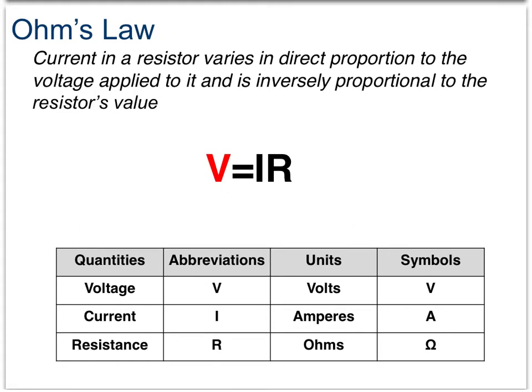For whatever reason, the letter used in this formula for current is an I. I don't know why, but that's just the way it is. So here we have this nice table. We have the names, the abbreviations used in the formula, what units they're measured in, and the symbols.